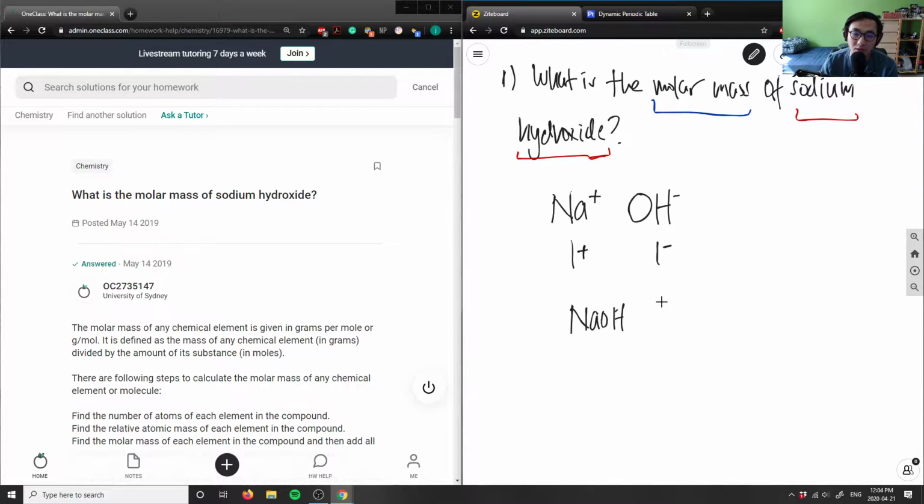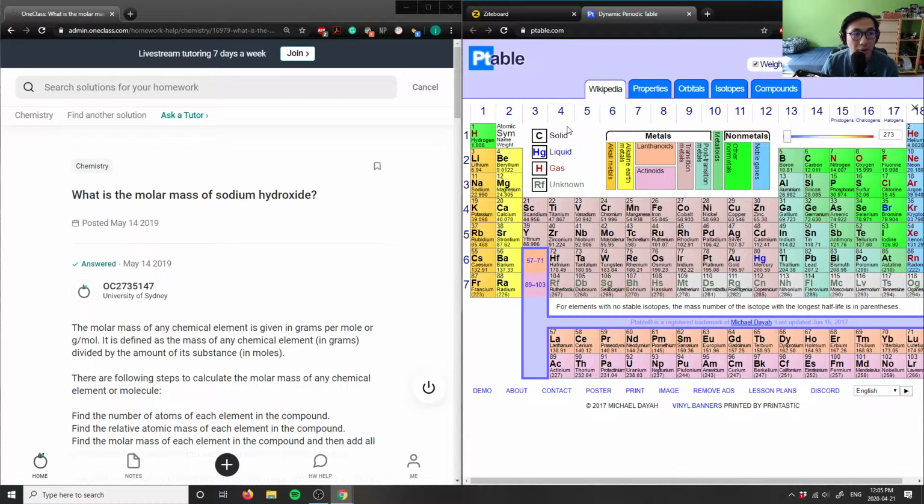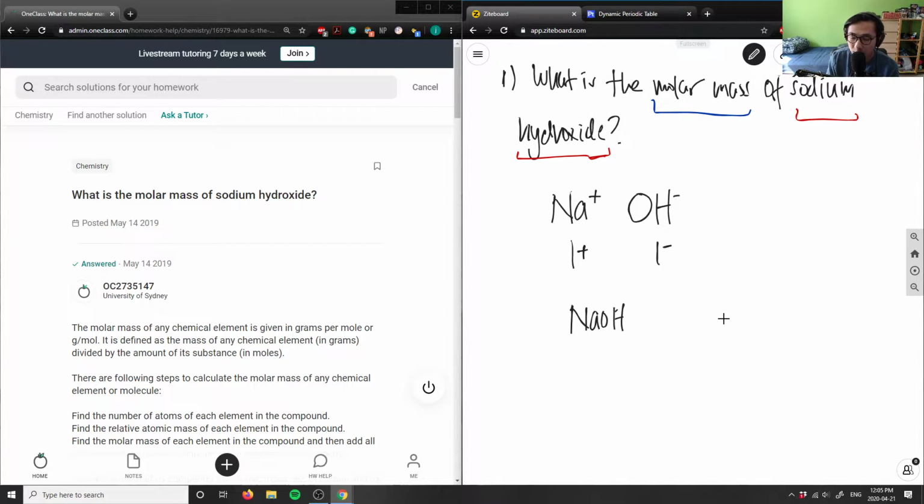Once we have NaOH, we can figure out the molar mass. To calculate molar mass, we could use stoichiometry, but in this case we're not given mass or moles. So all we have to do is look at our periodic table and find the atomic masses of those elements. I'm looking for sodium here. Sodium is 22.99. Remember, the bottom number is the atomic mass, 22.99, and 11 is the atomic number.